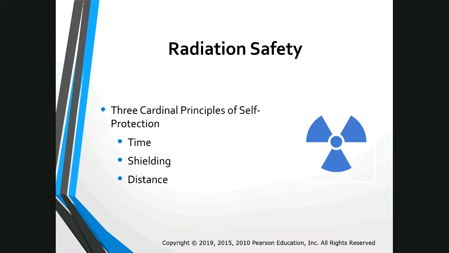Radiation, X-ray, CT, MRI are generally located in a closed-off section of the hospital where there isn't regular foot traffic. So it's being aware of this. Distancing also for the employees. They will go behind a glass shield, minimizing exposure. So time, distance, and shielding is a three-cardinal principle of self-protection.